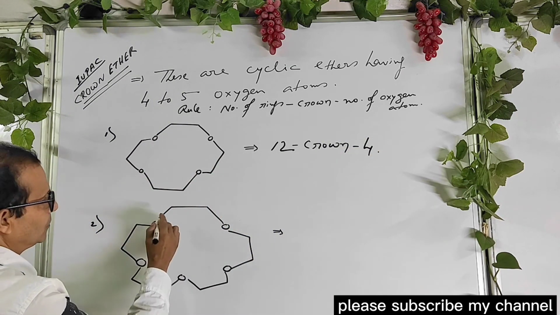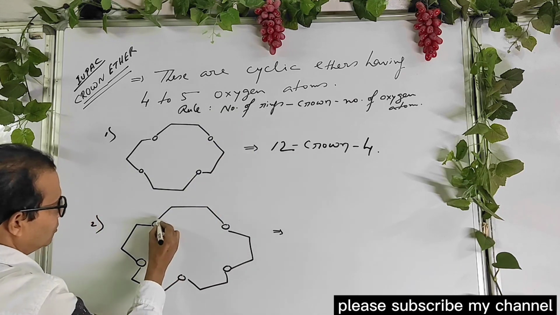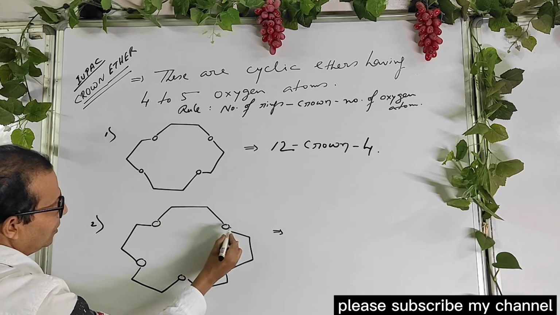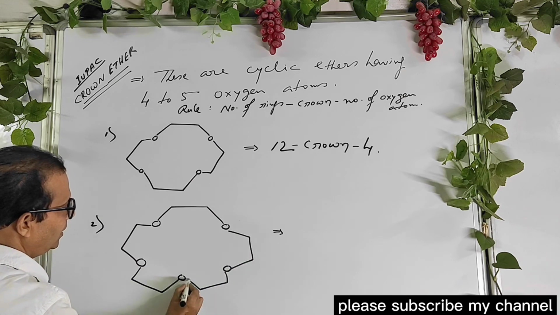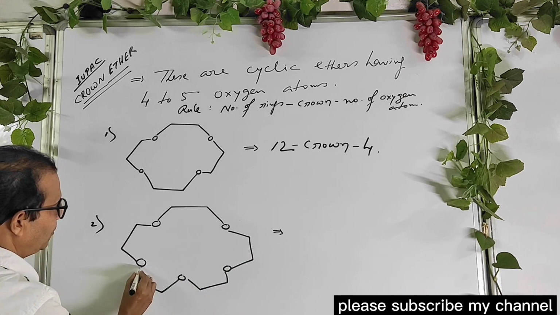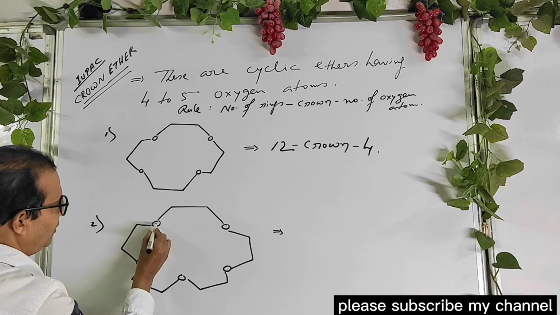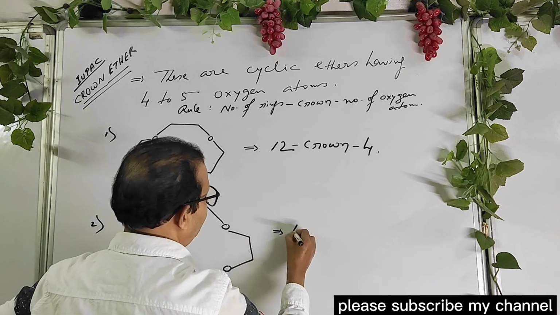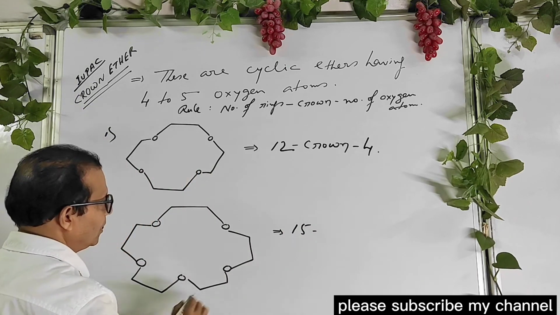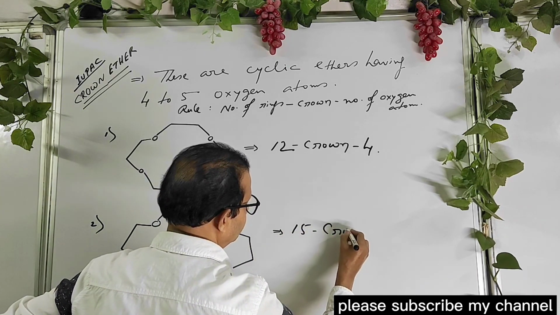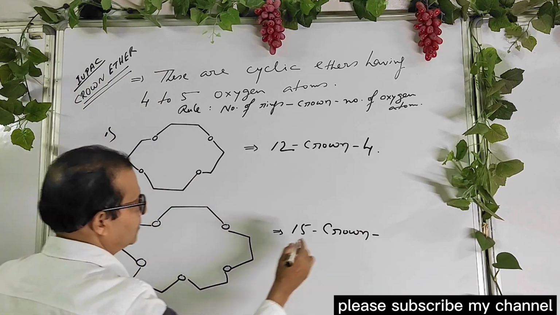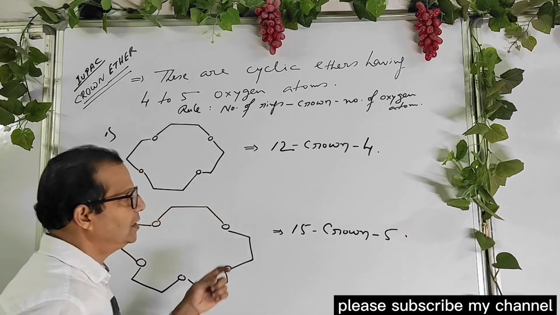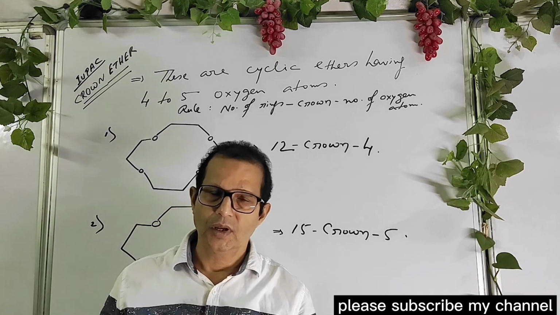So here total number of rings: 1, 2, 3, 4, 5, 6, 7, 8, 9, 10, 11, 12, 13, 14, 15. So there are 15 crown. So total number of oxygen atoms 5. So I think you understand it, okay.